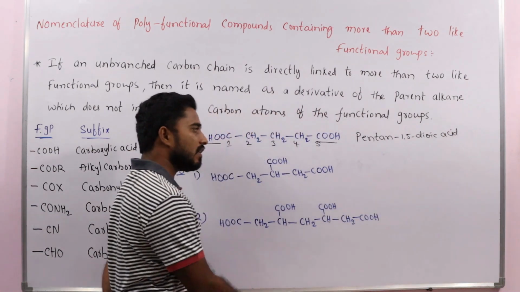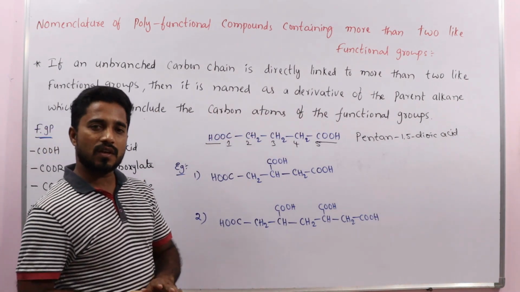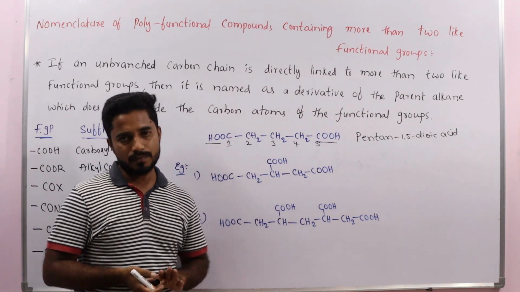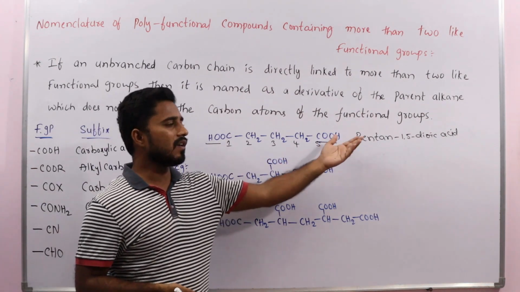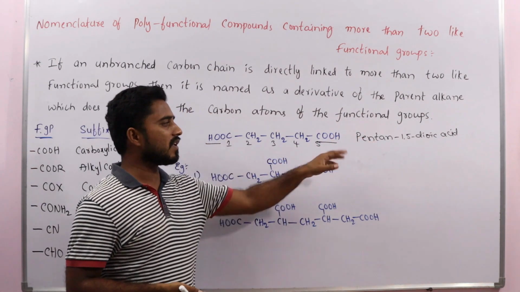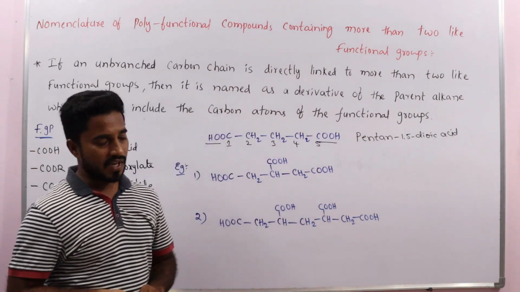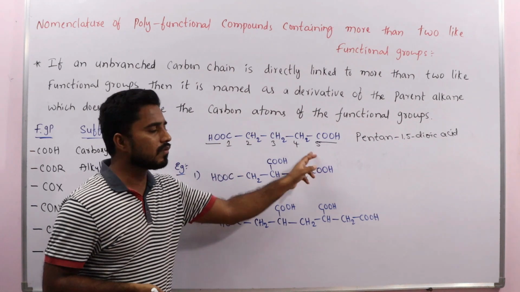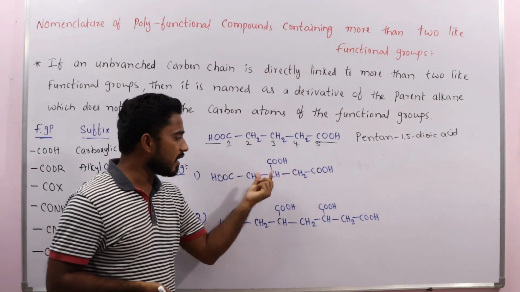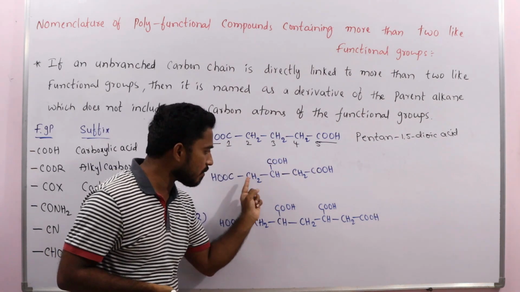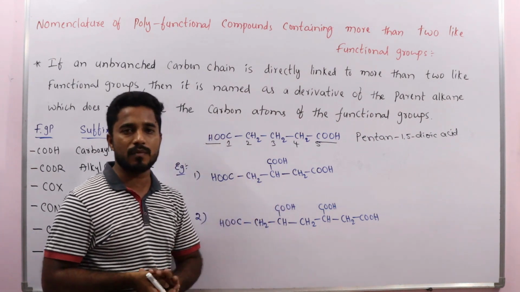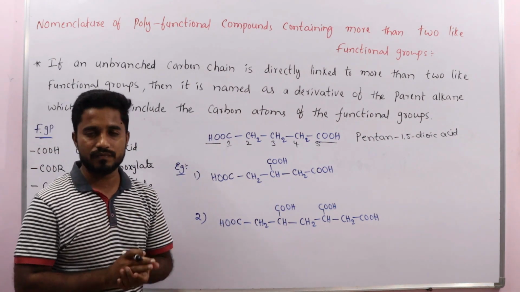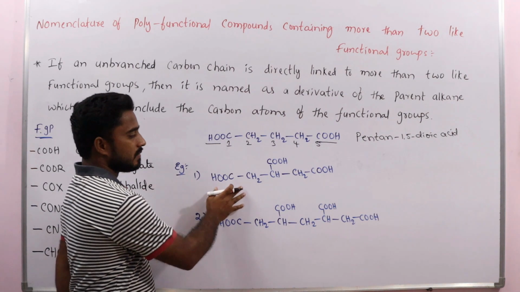So like this we are giving names when two functional groups or one functional group is present. If one is present, then oic acid. If two are present, we are using dioic acid. So when more than two similar functional groups are bonded to an unbranched hydrocarbon chain, this is an unbranched hydrocarbon chain, then how do we have to go? So let us see this example.